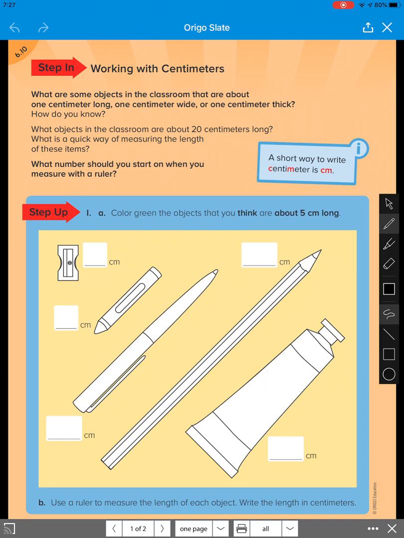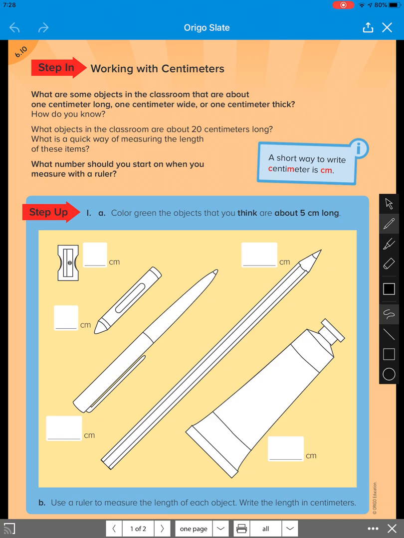It says, what are some objects in the classroom that are about 1 centimeter long, 1 centimeter wide, or 1 centimeter thick? So if you do have a ruler around your home, that is something you can pull out right now and take a look at it to see how big a centimeter really is. If not, just look at the attached ruler that I have to this assignment so you can kind of get an idea of what that would look like. Then it says, how do you know?